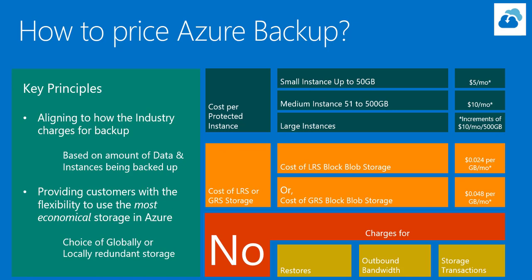And just to give you a feel for what that is, with LRS, locally redundant storage, we keep 3 copies of your data for redundancy purposes in the local data center. With GRS, geographically redundant storage, we keep 3 copies of your data in the local data center and 3 copies of your data in a geographically dispersed data center several hundred miles away.